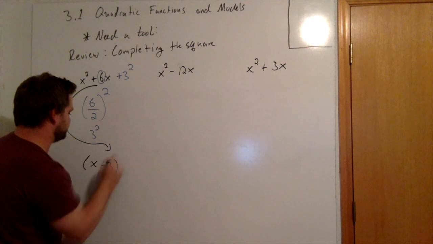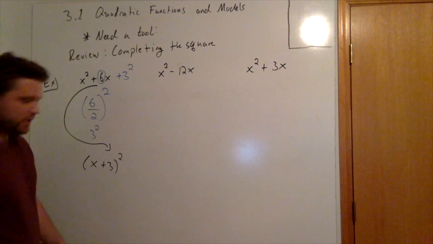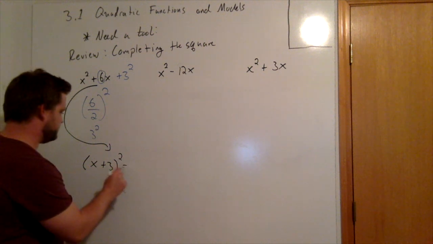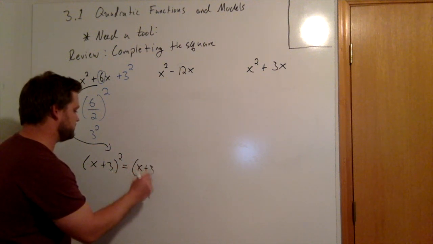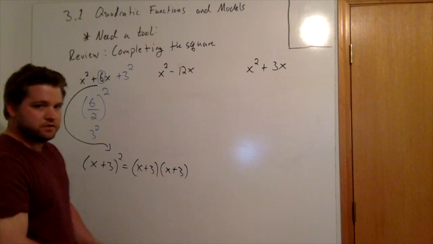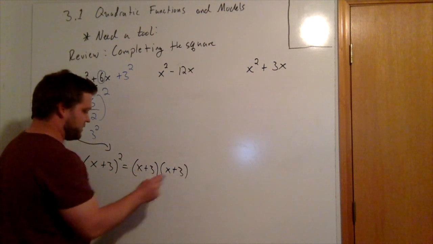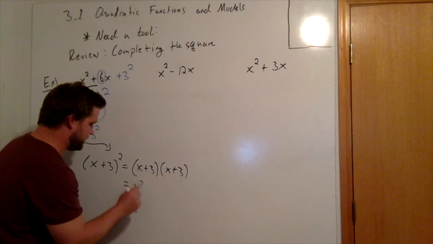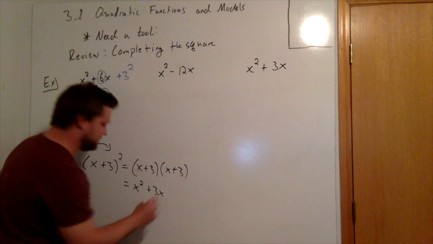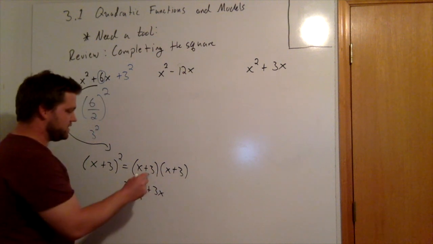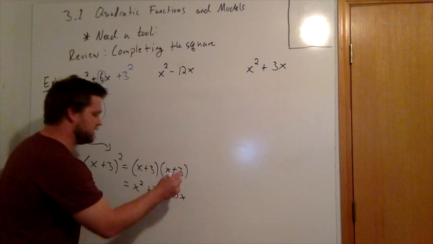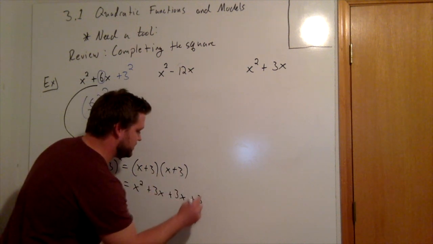this will now factor to x plus 3 squared. Now, a great way to check your work is to FOIL this out. So this means x plus 3 times x plus 3. If we FOIL this out, we'll get an x times an x, so that'll be an x squared. I'll get an x times a 3, so a plus 3x. I'll get another 3x right here. And then I'll get a 3 times a 3, that 3 squared.